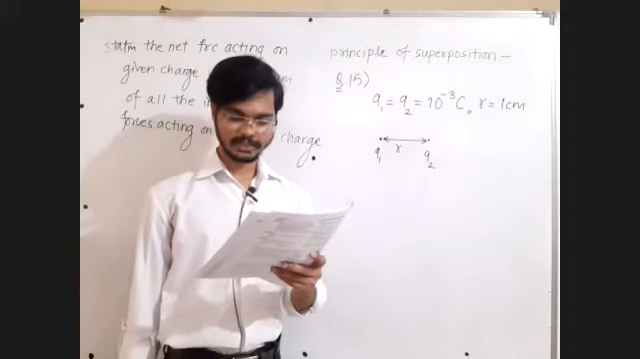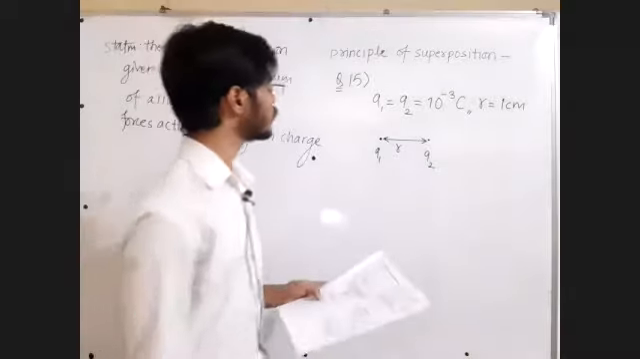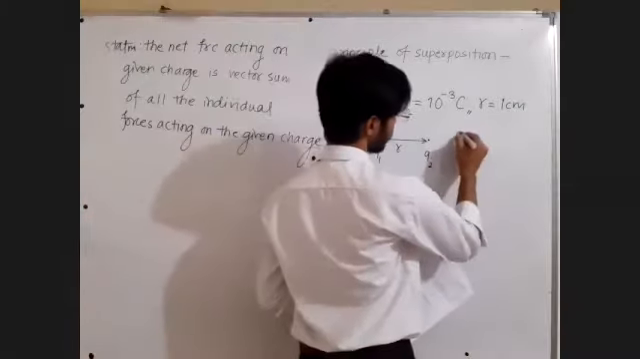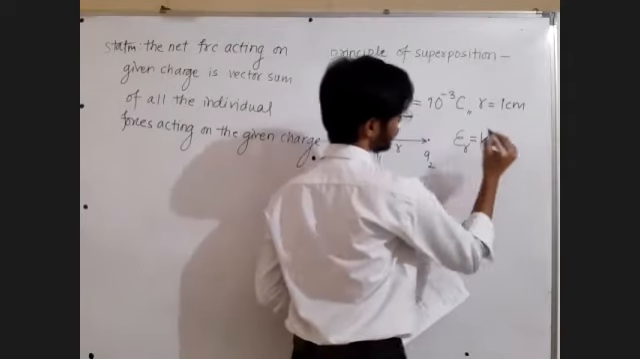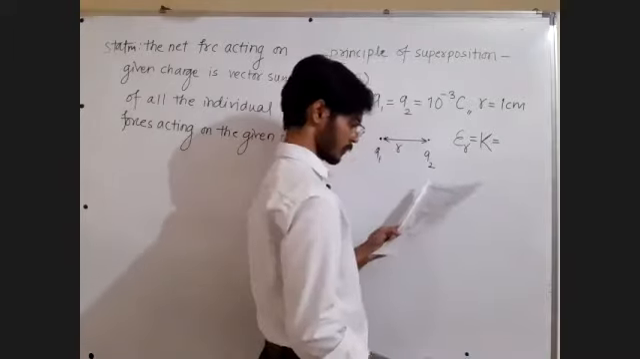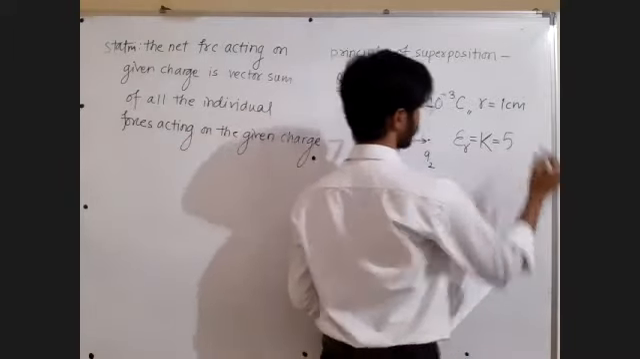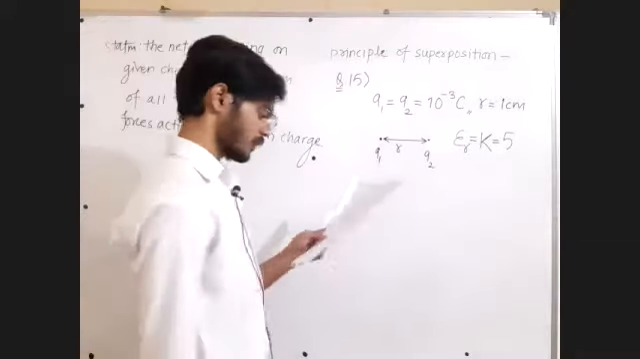Are placed 1 centimeter apart in a medium of dielectric constant K equal to 5. Now see, dielectric constant. They should have written epsilon R, but now they are writing capital K. That is equal to 5. All right. Now, what is being asked?